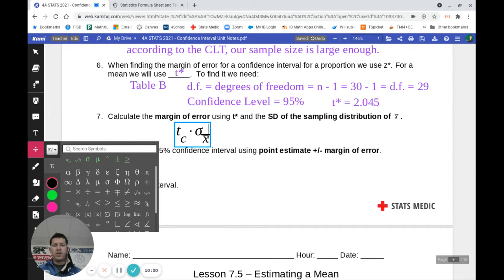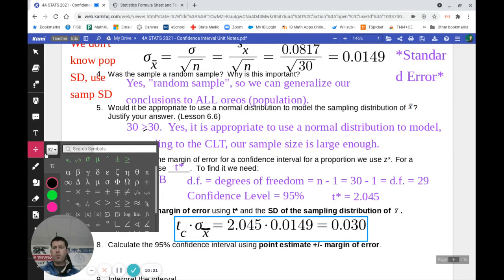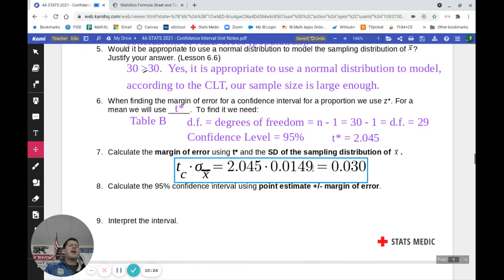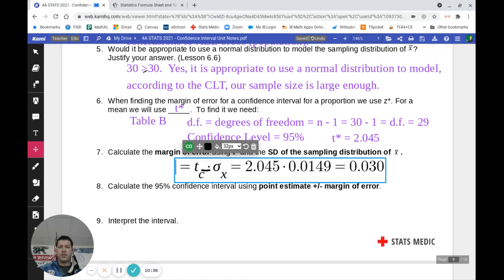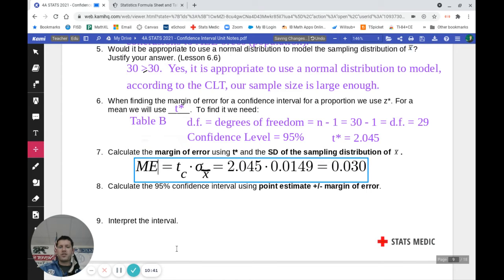And so that will be equal to our 2.045 that we found just above in number 6 times the 0.0149 for the new standard deviation that we found after dividing by the square root of n. And when we multiply that, we get approximately 0.030. It's good to have some extra decimal places there. Not really necessary for this 0 here, but it's all good. So next, we're going to take this margin of error now. This is now the margin of error. Sometimes you might see that referred to as ME. Got to move this back over so our X bar is still there.